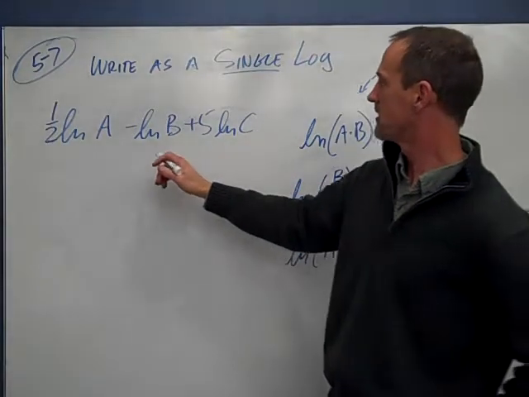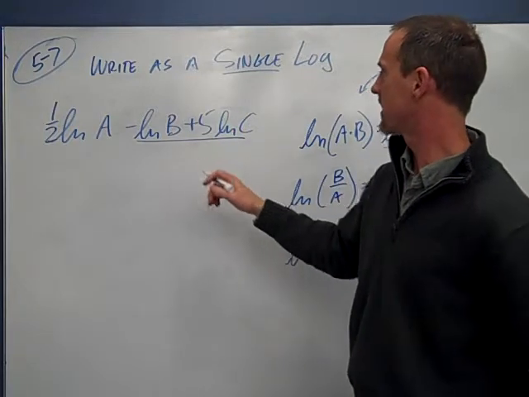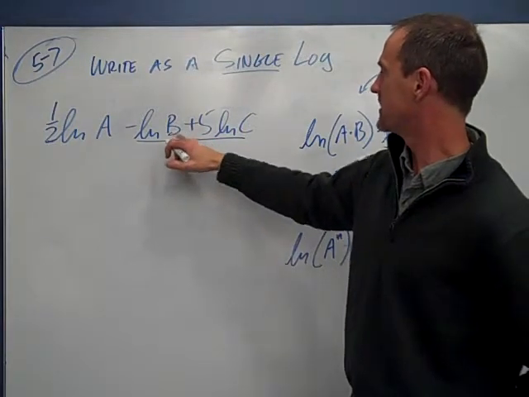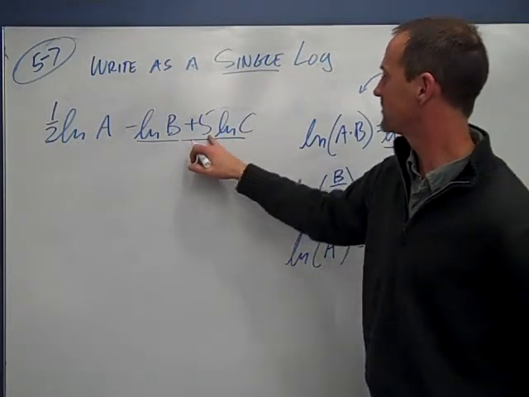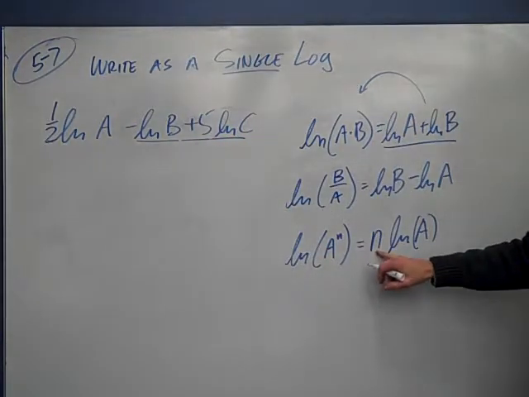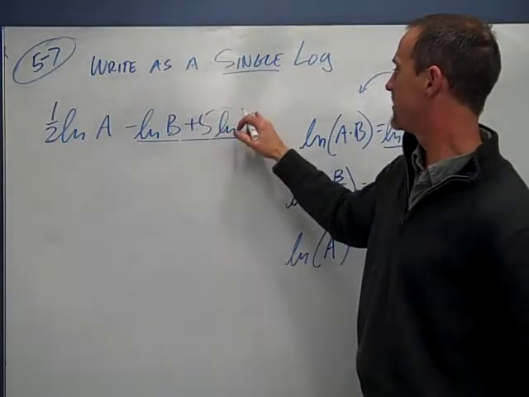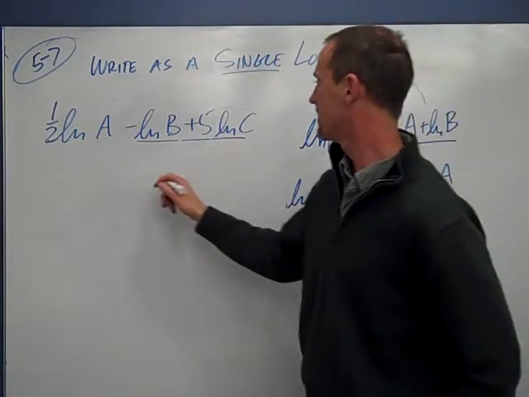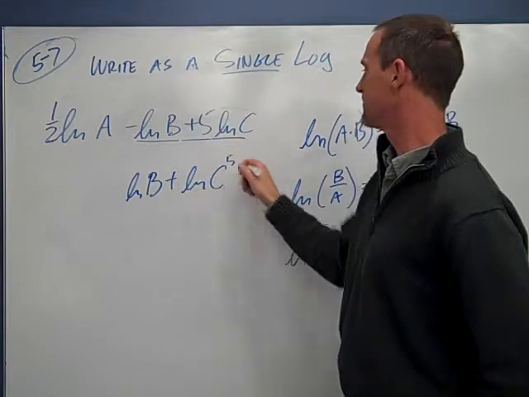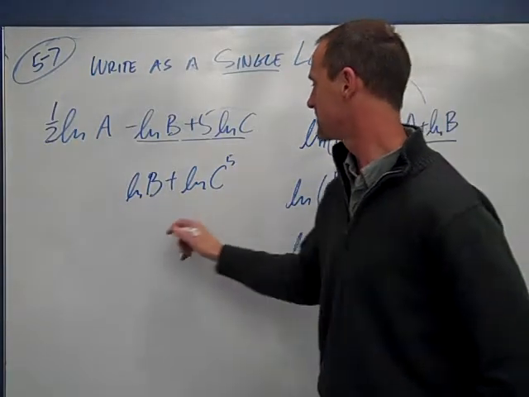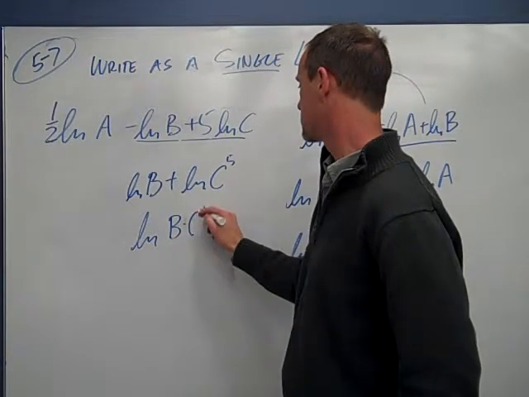Okay? So here, for instance, I've got two logs that are being added. So I can put them back together by writing them inside as being multiplied. But first I'm going to take care of this 5 outside. Just like we have the n outside here, I can bring that back in if I make it an exponent. So I'm going to put that 5 back in and make it c to the 5th. So it becomes ln of b plus ln of c to the 5th. And then when I add these, it's just going to become the ln of b times c to the 5th.